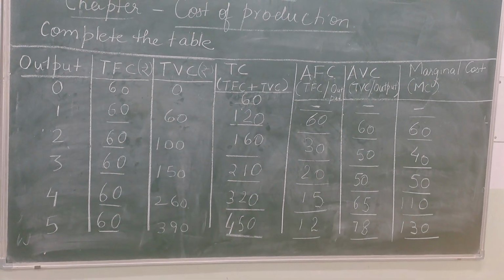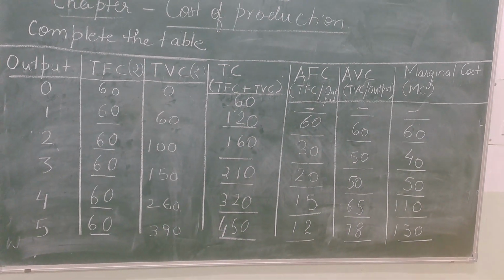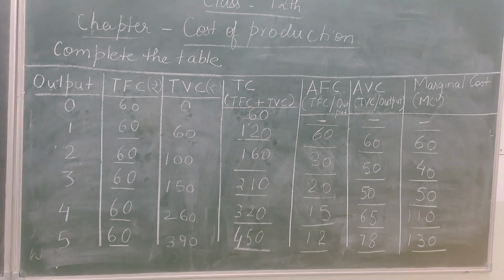And what is the formula for marginal cost? It is the increase in total cost with every unit of output. I hope this complete the table is clear to all of you.